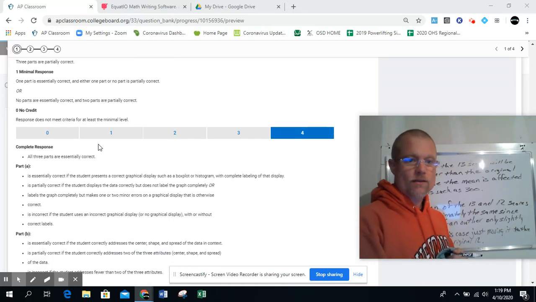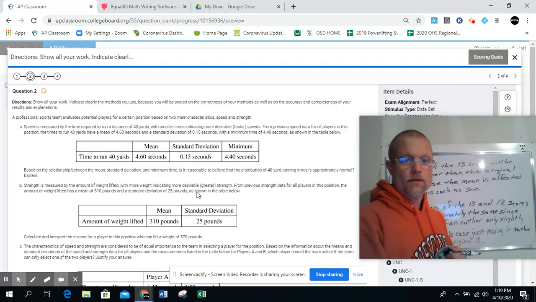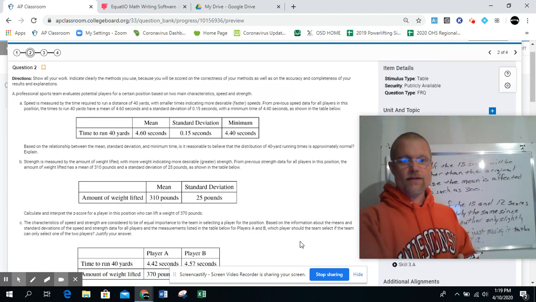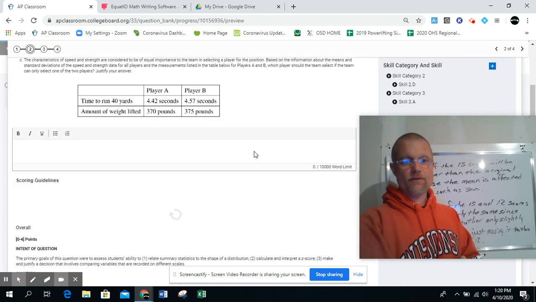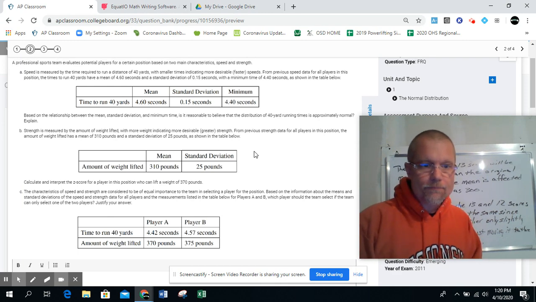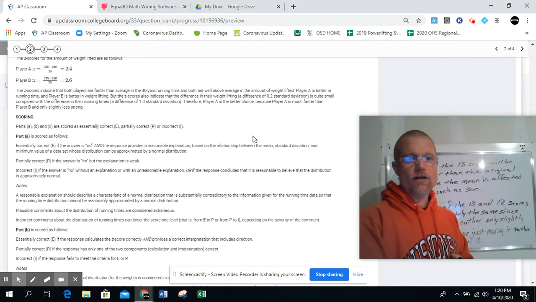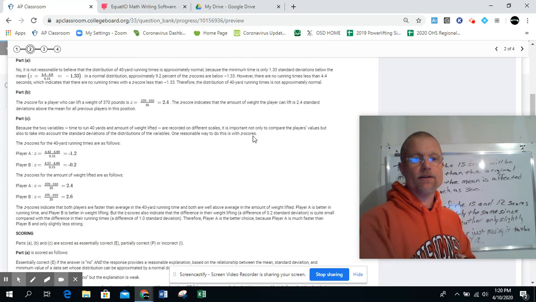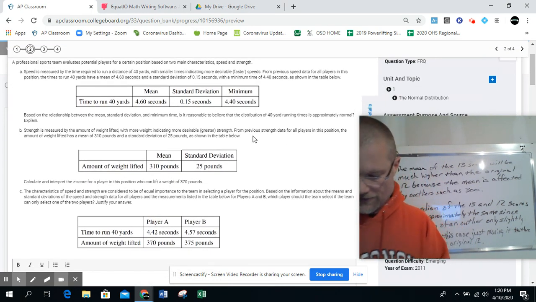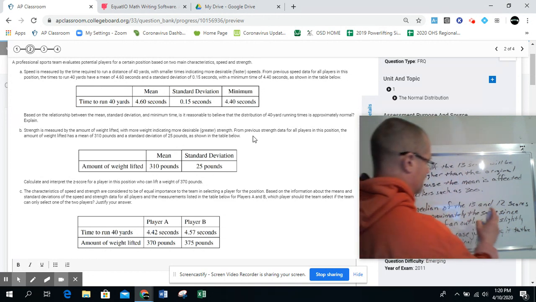All right, so let's go on to number 2. Number 2, we have these 2 guys that are running the 40-yard dash, and they're lifting some weight. I don't know if it's bench press or what it is. And we want these people to be strong. We want them to be abnormally strong. A good player, we want a good player because he's going to be strong compared to the rest of the people and fast compared to the rest of the people. So that's the really big thing here that allows us to look at this.